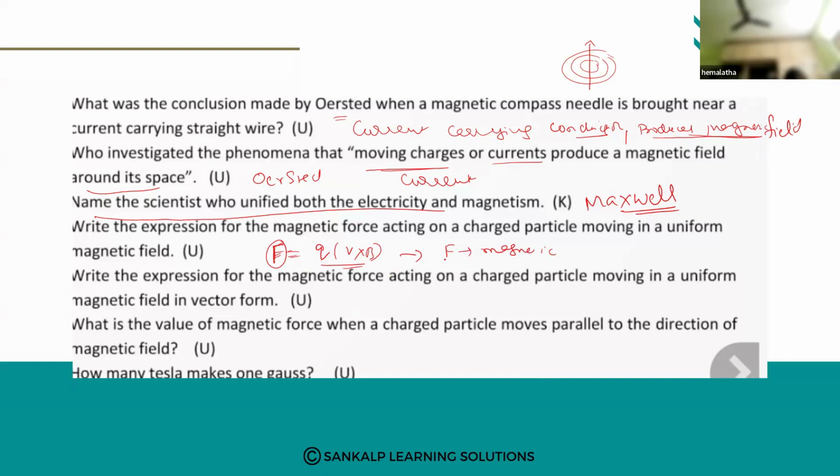So F is the magnetic force acting on a charged particle. Q is what? Charge on the particle. And B is what? Uniform magnetic field. So this is how it is.